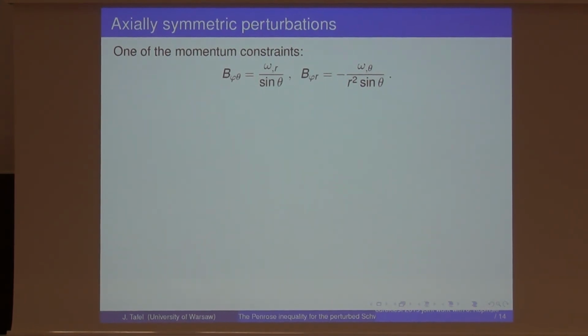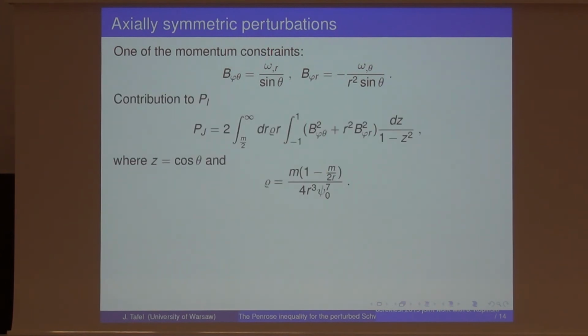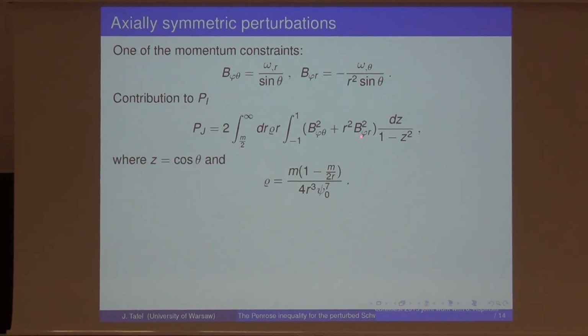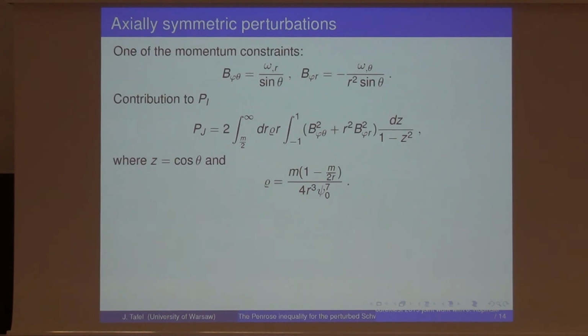Well, the simplest case, of course, is when we assume axial symmetry, and then the momentum constraint, one of them, can be easily solved. The solution is given in terms of the function omega. The contribution from this part is this previous integral, yeah, but now I simply write these two components, squares of them, where instead of cosine theta we write z. So this is just notation.